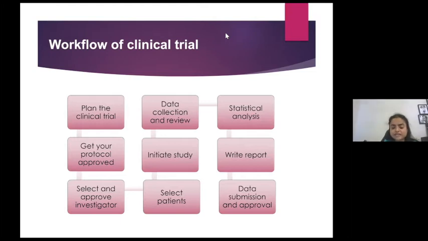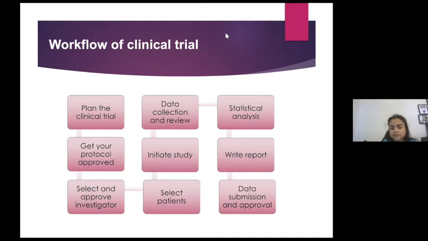Select and approve investigators. The investigators have to have credibility. They have to submit their plan clearly, like, this is exactly what I'm going to do. This is what I'm going to do to protect the identity of the subjects and to protect their rights during the trial, etc.